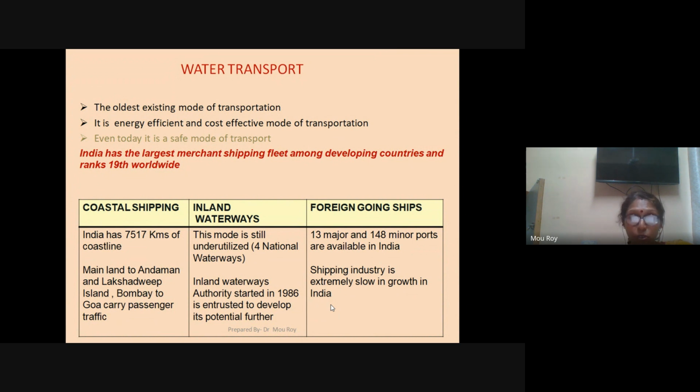Also, this is very important: India has the largest merchant shipping fleet among developing countries and ranks 19th worldwide. I have given you the coastal shipping, inland waterways, and foreign going ships. There are 13 major ports in India, and 148 minor ports are available in India. The shipping industry is growing, but slowly in India, because usually this is for business purposes.